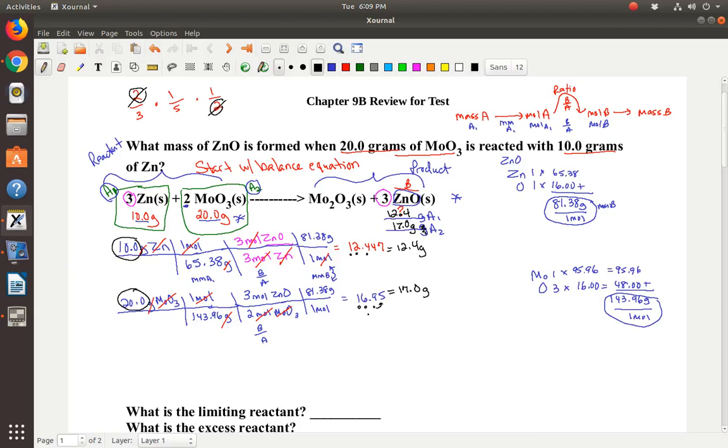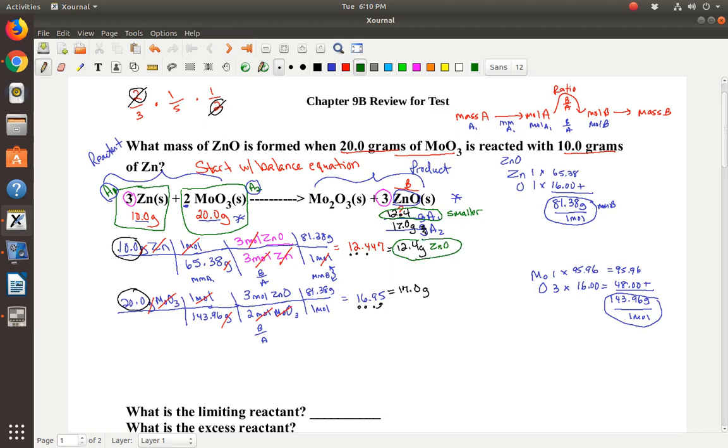Okay, now, there's your 2 answers. Now we have to compare them. And we want to find the one that's smaller. This one is smaller. The smaller answer is what's going to actually be created. So this one is the one that's created, the grams of zinc oxide.